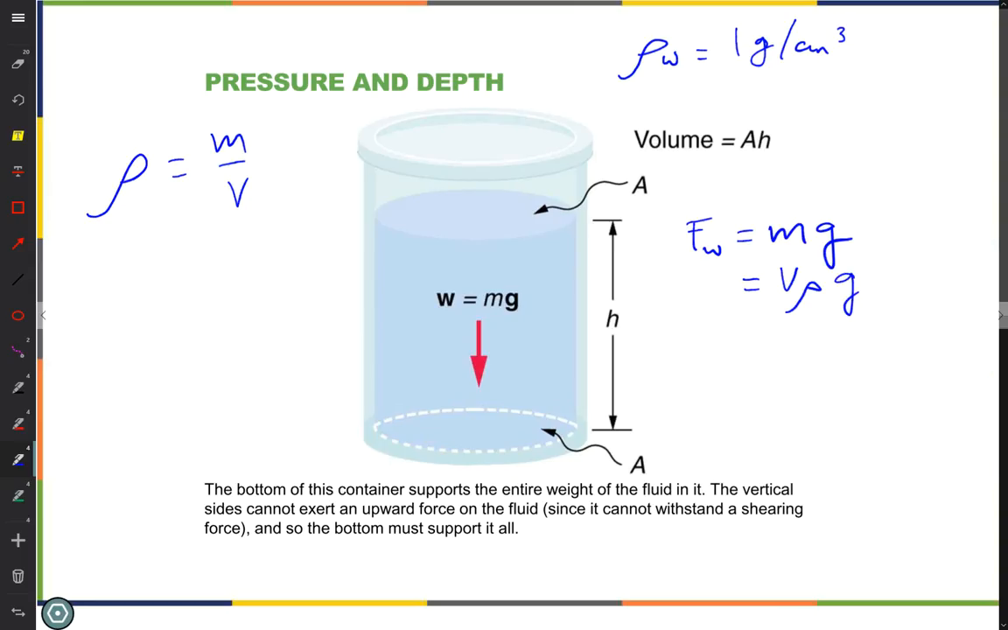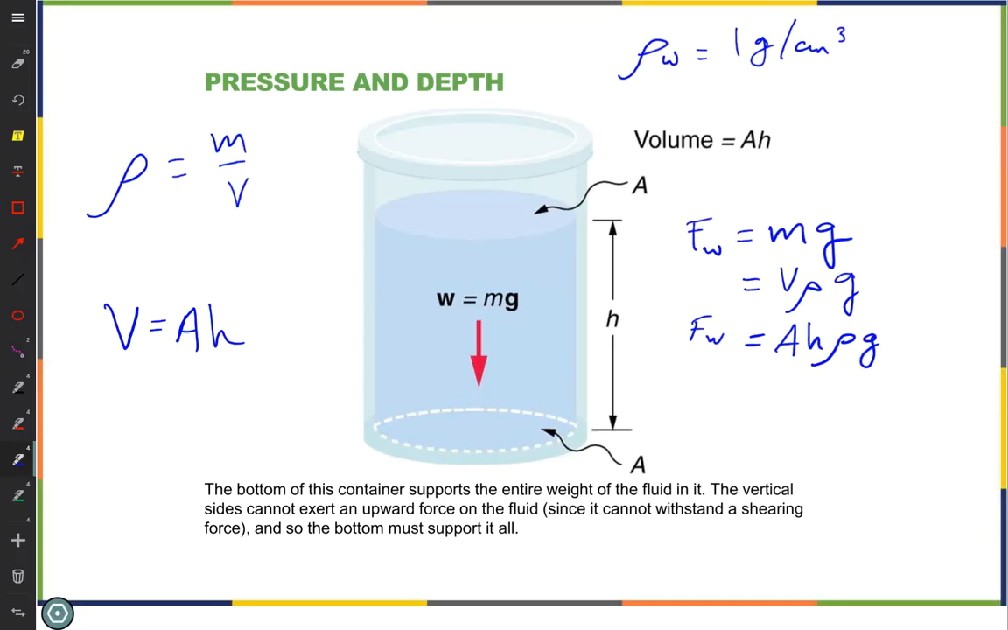But now I'm going specific, for this cylinder. What's the equation for the volume of a cylinder? It's pi r squared, the area of a circle, but I just put A here because that's what it gave us, multiplied by the height. So going one step further, the area times the height of the water times the density times g. That's the force the water is putting on the bottom surface.